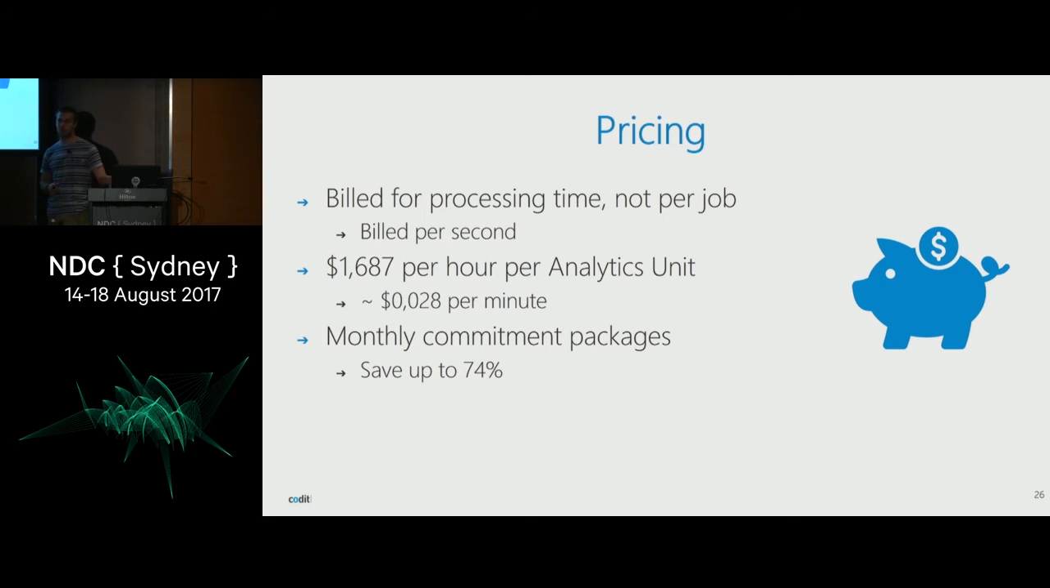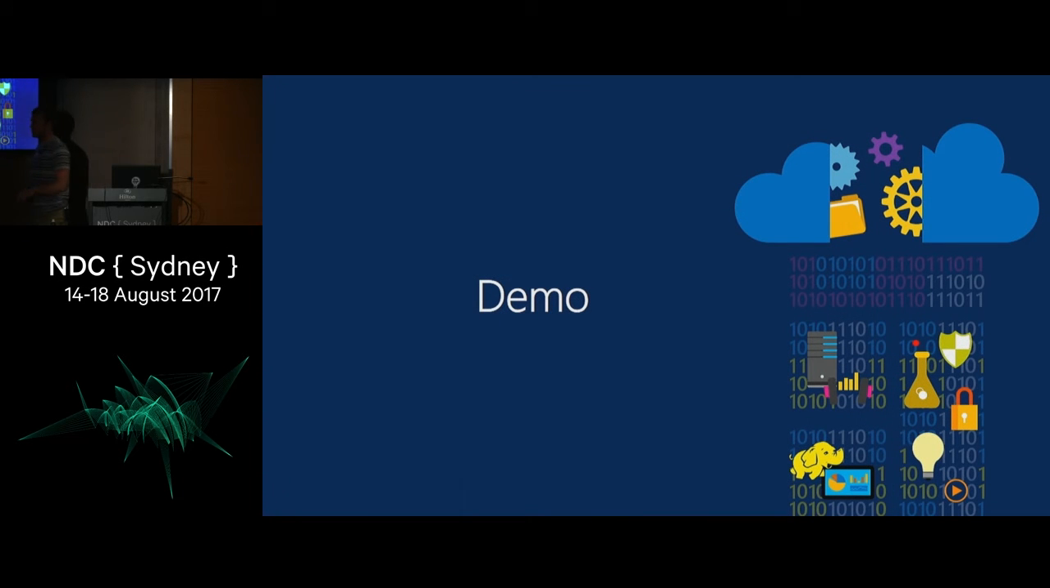The tooling also provides an optimizer where you can see, okay, I've provisioned 20 analytics units, but basically the service only used 10. So if I submit it again, we maybe should optimize to 10 units because we overpaid for 10 units. And here we also have the monthly commitment packages.